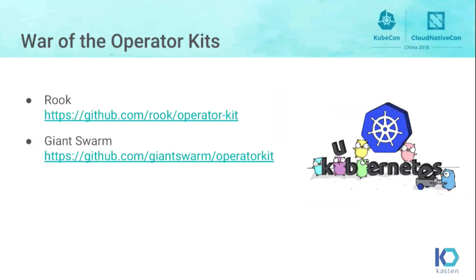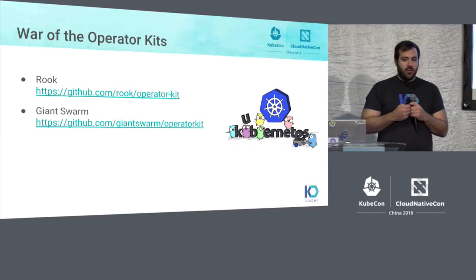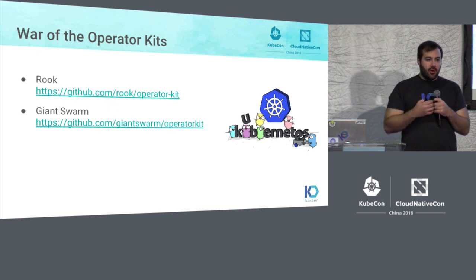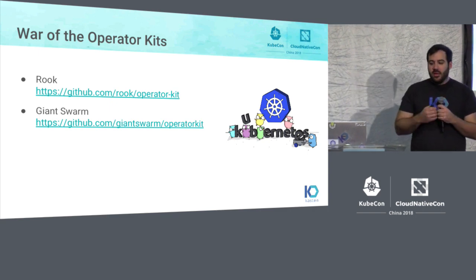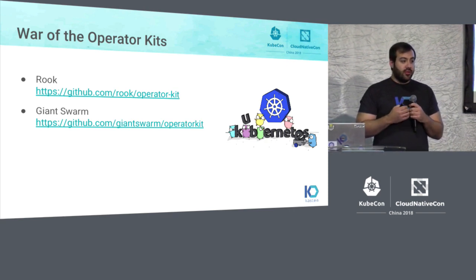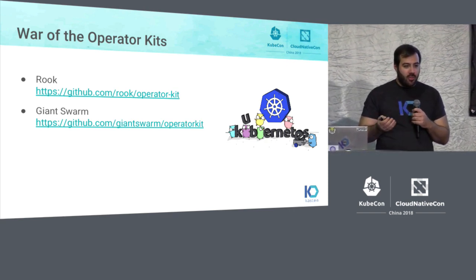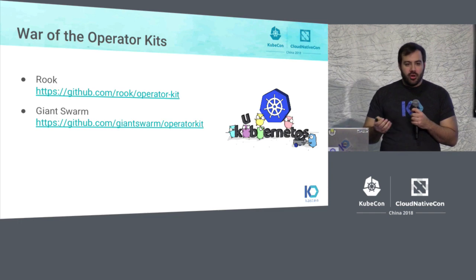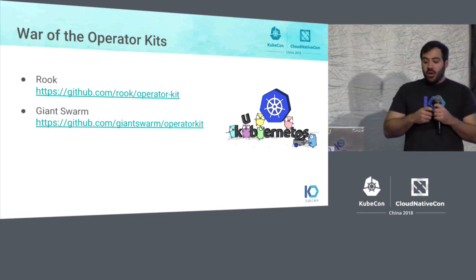So there's a lot of conventions, and it can be very difficult to implement these. Luckily, there's some help. There are these tools called operator kits, which will help you bootstrap your project. A little over a year ago, when we started working on the Kanister project, there were two out there. They're both called operator kit. One was released by Rook and one by Giant Swarm.